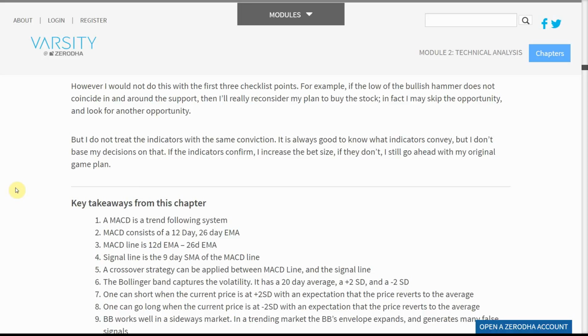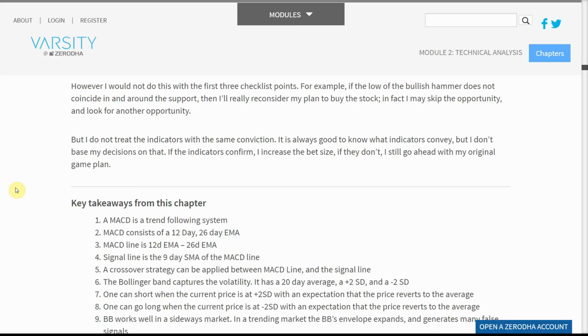Key takeaways from this chapter. MACD is a trend-following system. MACD consists of a 12-day and 26-day EMA. MACD line is the 12D EMA minus the 26D EMA. Signal line is the 9-day SMA of the MACD line. A crossover strategy can be applied between the MACD line and the signal line.